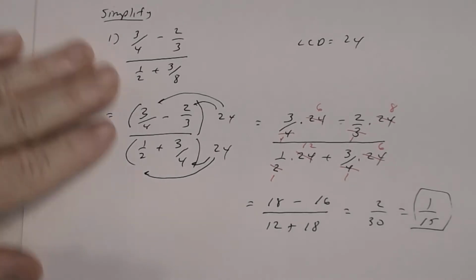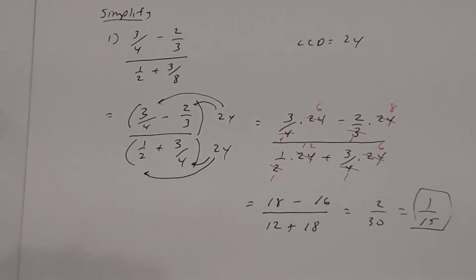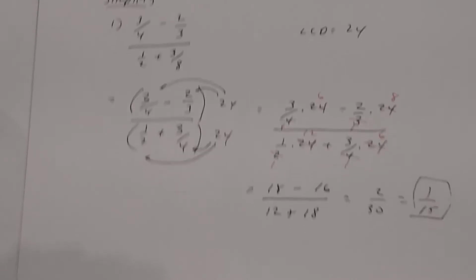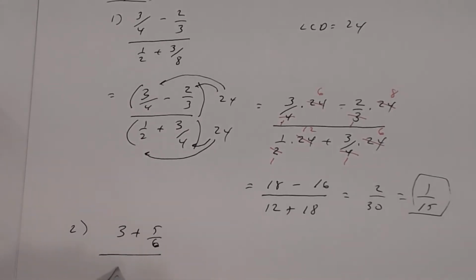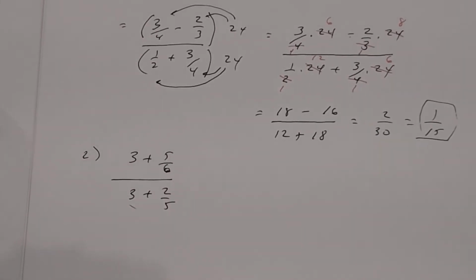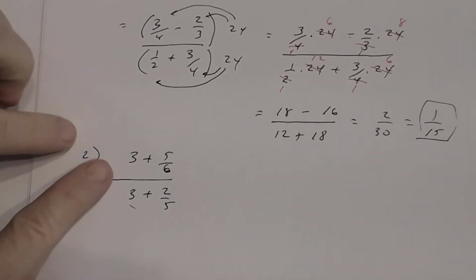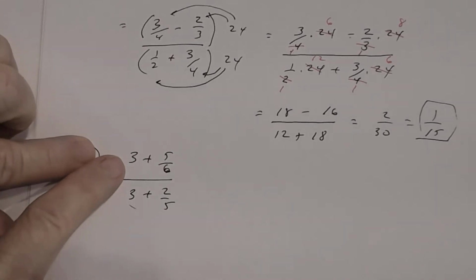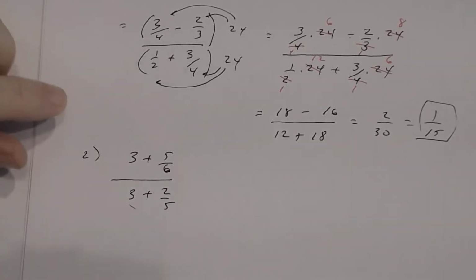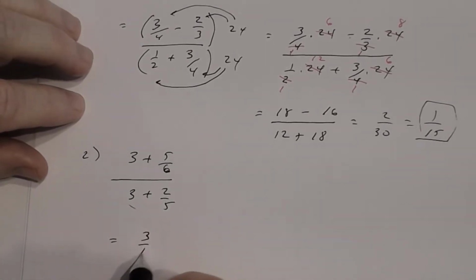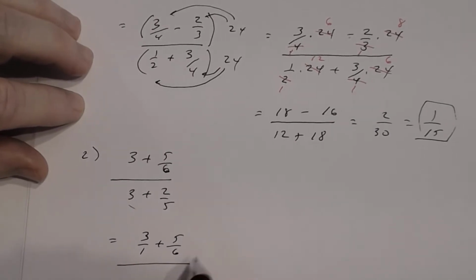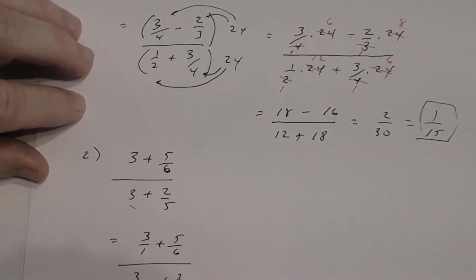All right, let's look at number 2. So in number 2, let's suppose we had this. We have 3 plus 5/6 divided by 3 plus 2/5. Okay? So again, notice that for some students it does help if you rewrite 3 as 3 divided by 1. And I'm going to go aside right here and actually do that. So 3 divided by 1 plus 5/6 divided by 3 divided by 1 plus 2/5.